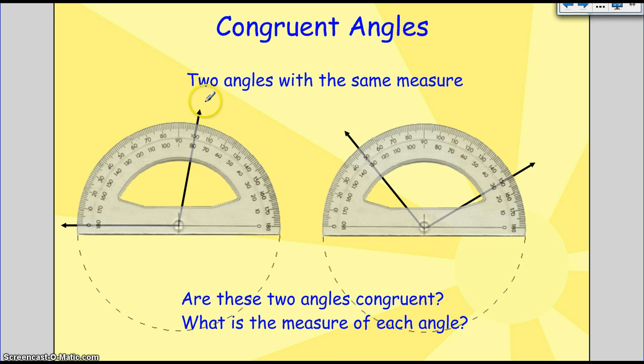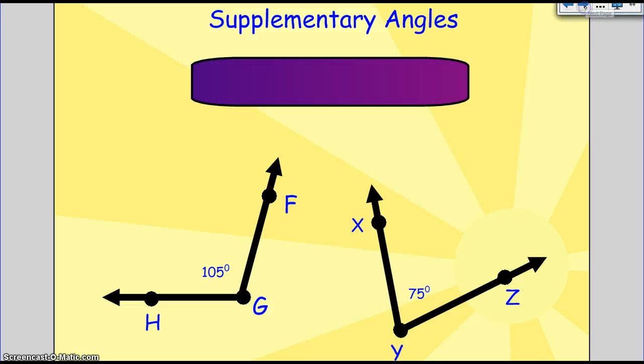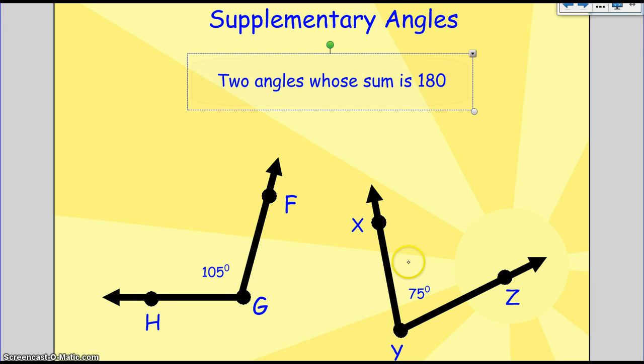Congruent angles are two angles with the same measure. Complementary angles is when two angles add up to 90 degrees. Supplementary angles is when two angles add up to 180. So here we have 105 plus 75 gives me 180. So these are supplementary angles.